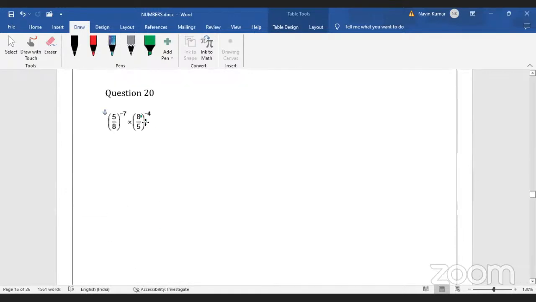Question number 20. 5 by 8 to the power of minus 7 into 8 by 5 to the power of minus 4. You need to play smart over here. We learned 5 concepts or 5 rules of exponents. One of them you are going to use in this question. Whenever we learned, there are a total of 5 rules. Out of those 5, you are going to use one over here.